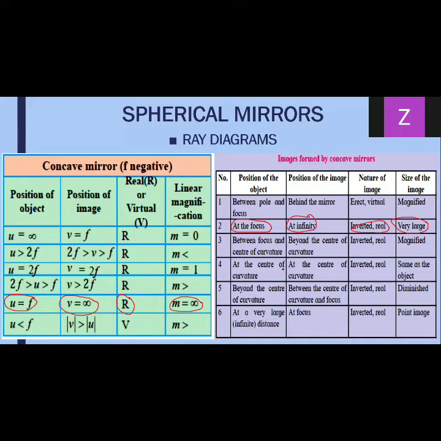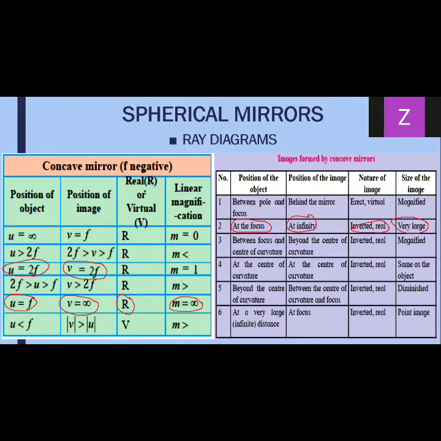If we refer to the case where the object is at the center of curvature, which is basically 2F, we can consider this as the point where the object is at the center of curvature. Again, you get an image at the center of curvature itself, v is equal to 2F. In this way, you can correlate this particular table, which is from your 11th standard textbook, with the table you had in your 9th standard. You can correlate these two and understand that.